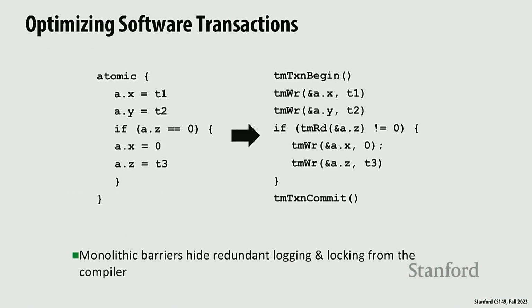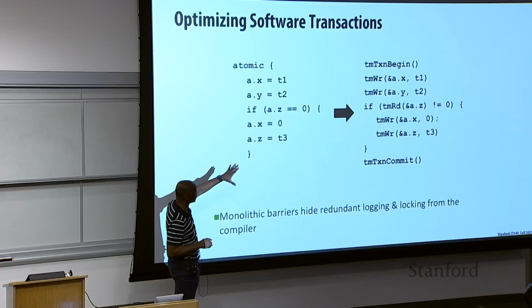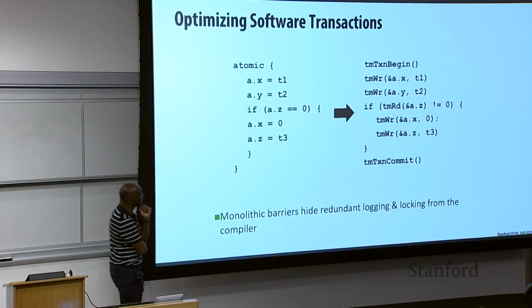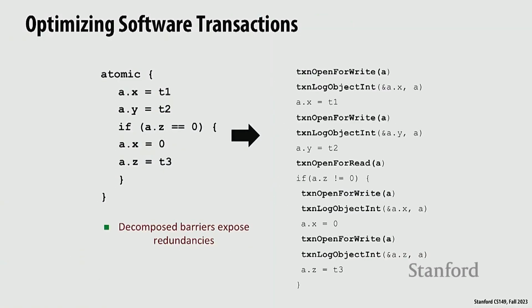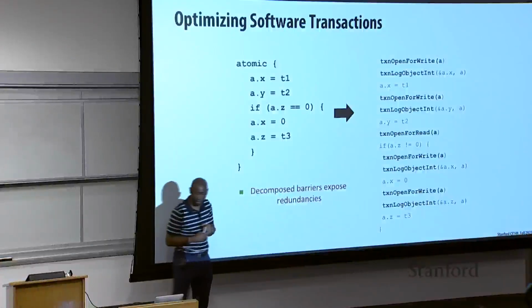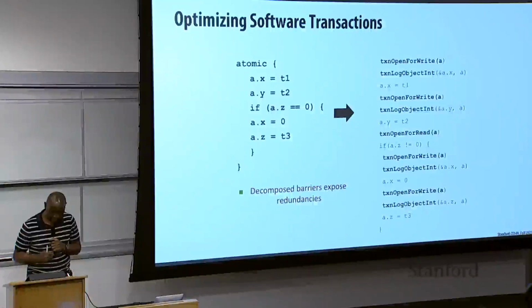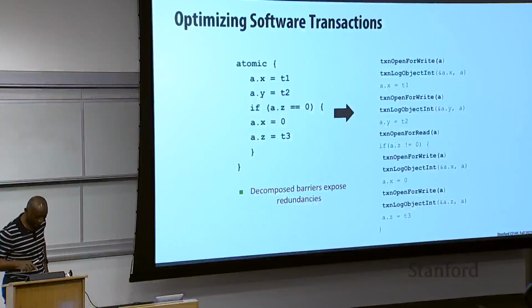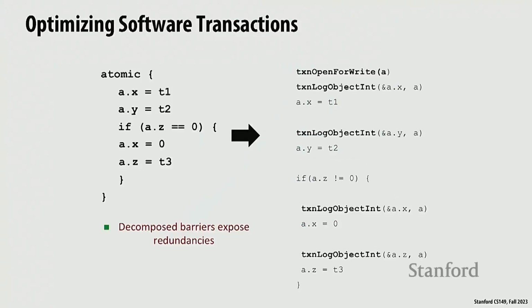So it turns out, of course, that these barriers add overhead, and a lot of the work that gets done inside the barriers is in fact redundant. And so if you can decompose the barriers into the individual components, in fact, you've got a logging of the object, opening it for write, and you'll see that a lot of the operations that are composed in the barriers are redundant and can be optimized away. And so you get lower overhead.